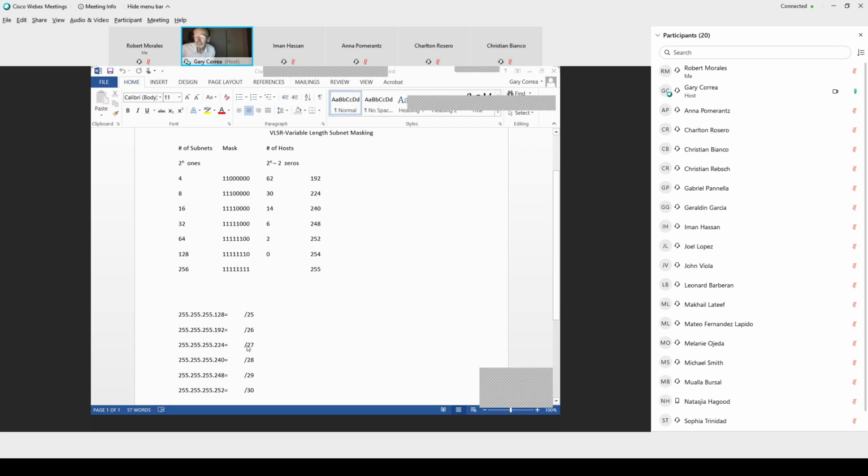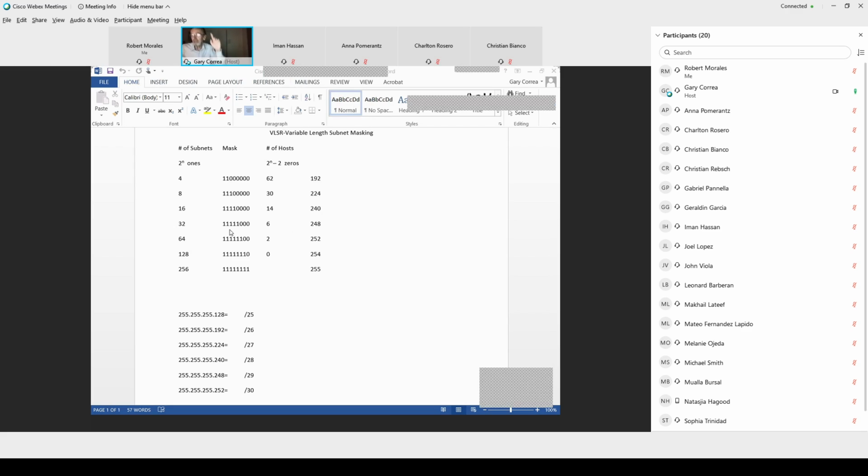If this sheet's in front of you, /27, 224, 8 subnets. I mean, it comes right away. But without the sheet, it doesn't. You're going to duplicate the sheet in front of you and know it. Why is it called variable length? Oh, that's one thing. Why is it called variable length subnet masking? Because the subnet mask is variable in length.